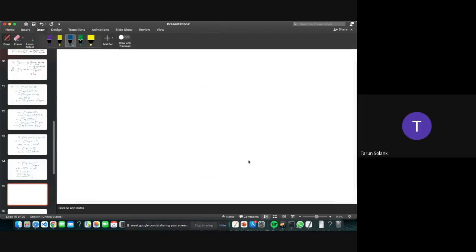Okay, so now the next property: the integral from a to b of f of x dx, we can write it as the integral from a to b of f of a plus b minus x dx. Okay, so let's take a question.